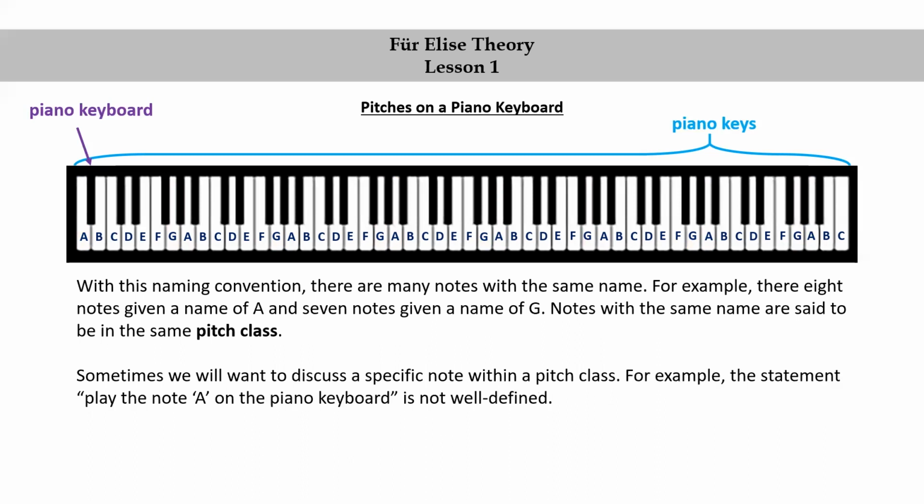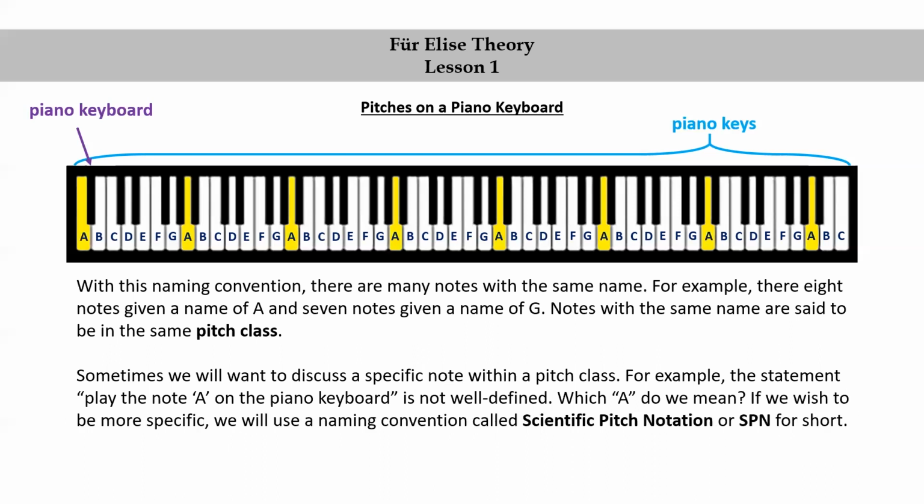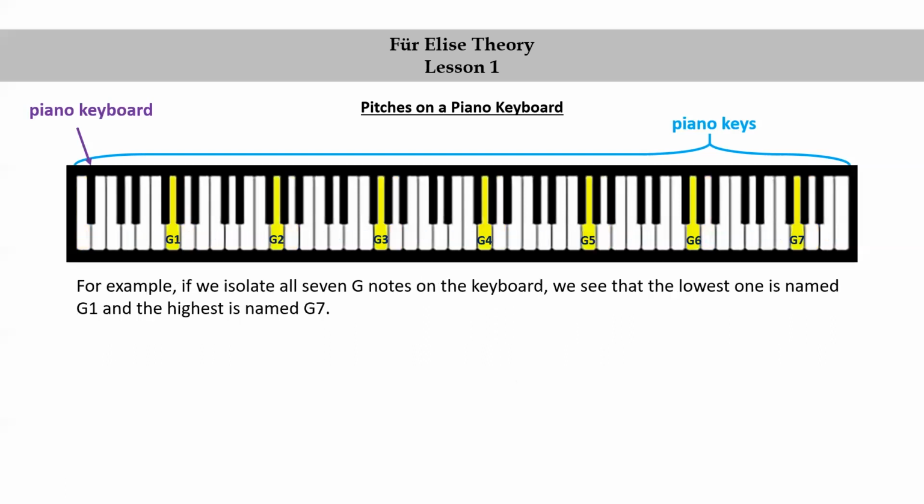Sometimes we will want to discuss a specific note within a pitch class. For example, the statement, "Play the note A" on the piano keyboard is not well defined. Right? There are lots of A's. Which A do we mean? If we wish to be more specific, we will use a naming convention called scientific pitch notation, or SPN for short. We have already seen some examples of naming using SPN.